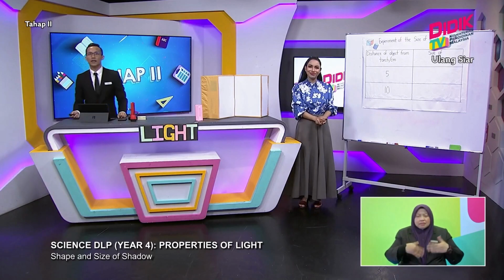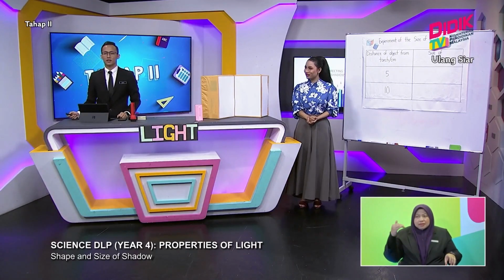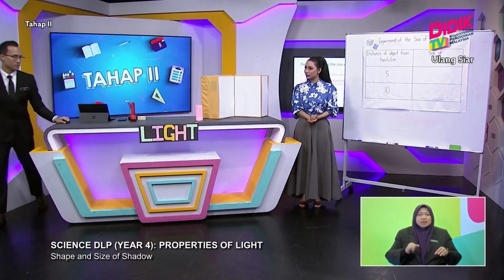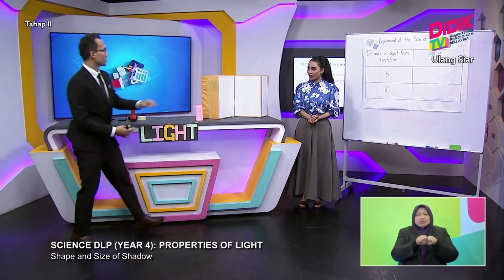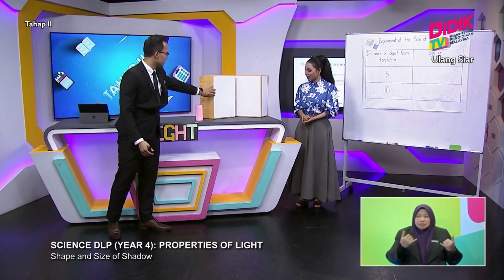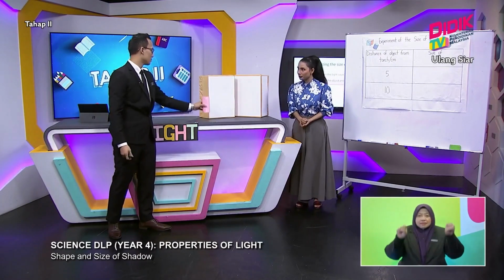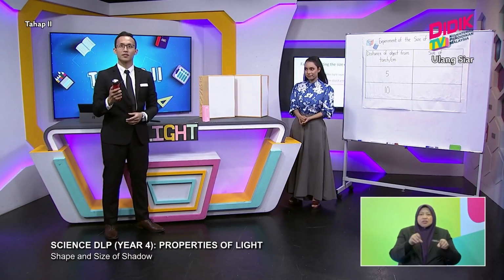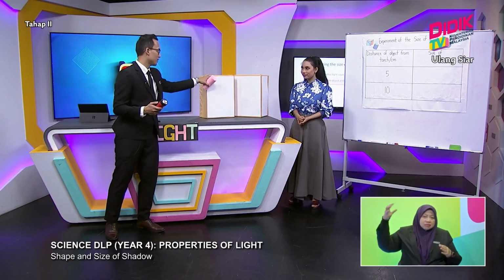So let us look at some of the factors that affect the size of the shadow. So first of all, what we need to know is this is a screen. Okay, this is a screen and this is the object. And we have the light source. So this is the light source, the object and the screen.